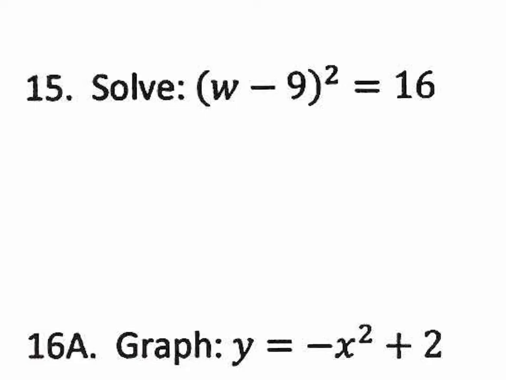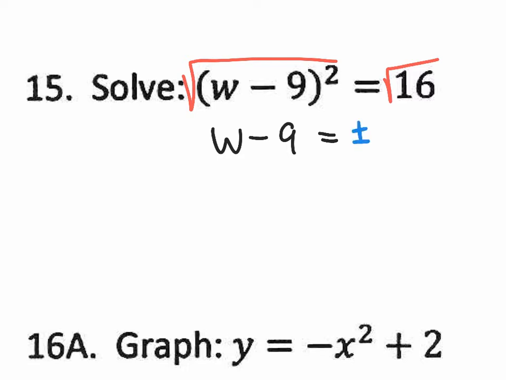Now right here we have an exponent of 2. We have a second power. What's the opposite of the power of 2? Square root, right? The square root undoes the square. So if we apply a square root here and apply a square root there, we will have w minus 9 equals, now because we took the square root of something in an equation, we have to put a plus minus in front of our answer, and the square root of 16 is 4. So I have w minus 9 equals plus or minus 4.